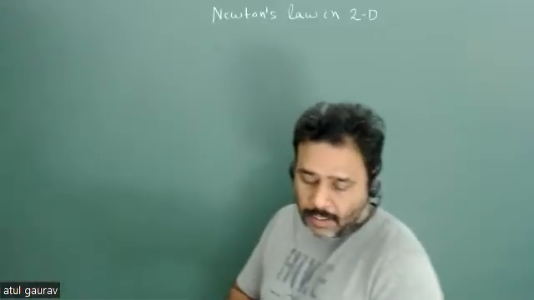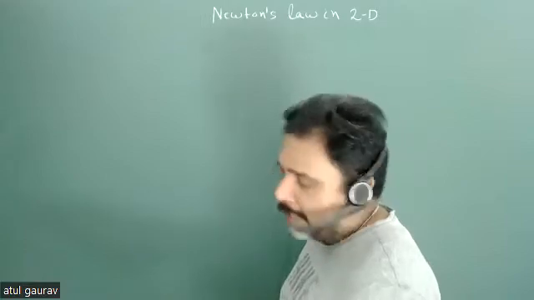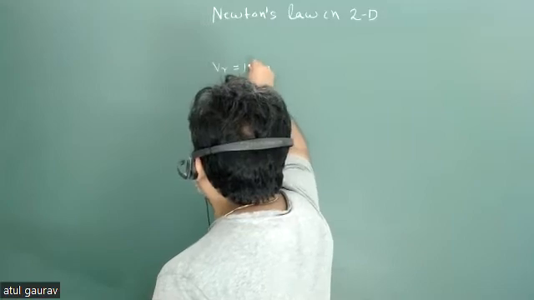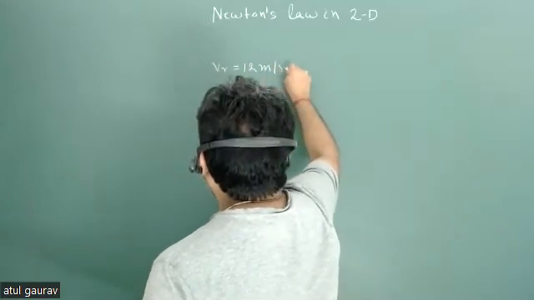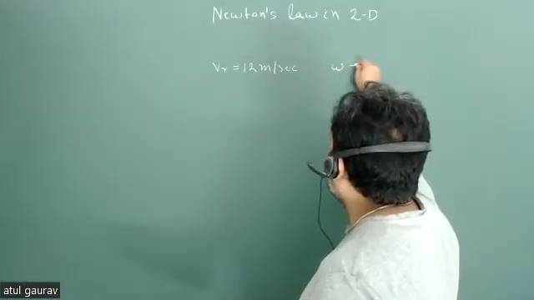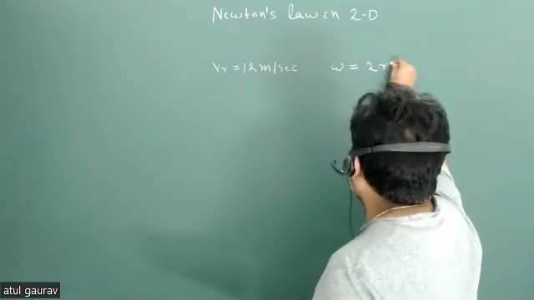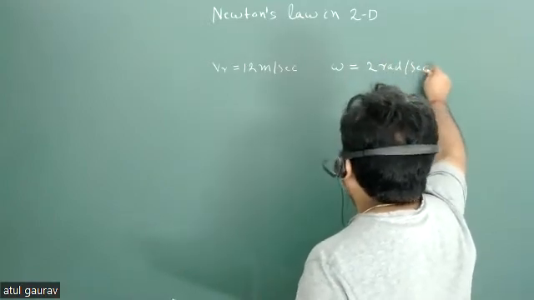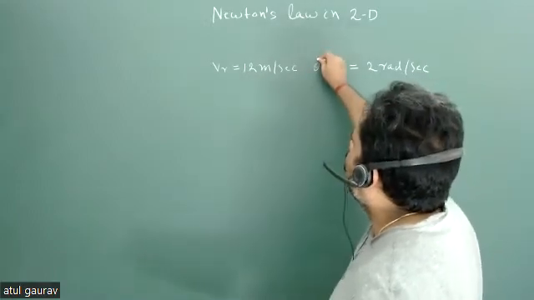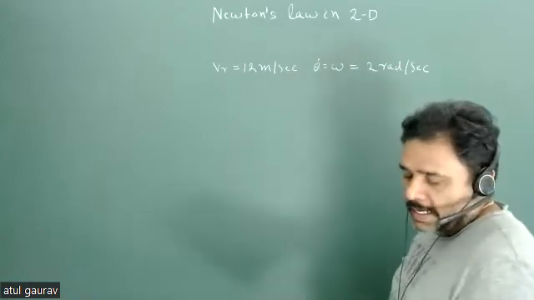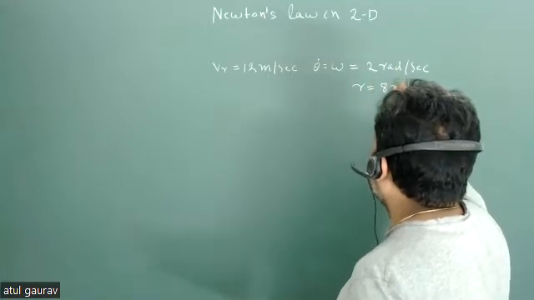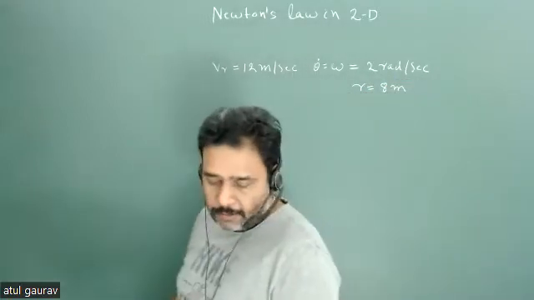So we have a particle which is moving on a plane with radial velocity Vr equal to 12 meter per second, and angular velocity omega equal to 2 radian per second. So this is your Vr and this is omega. That means it is given your theta dot. And the particle is at distance r equal to 8 meter.